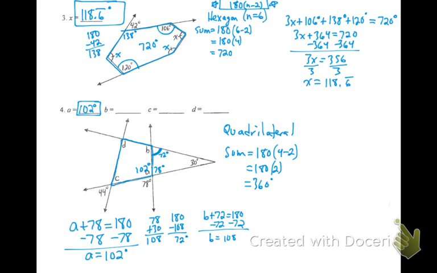Okay. I'm going to label it on my diagram. I'm also going to be labeling it in my answers. 108 degrees. Good. See how we're working our way around the figure to figure out all these angles? Okay.